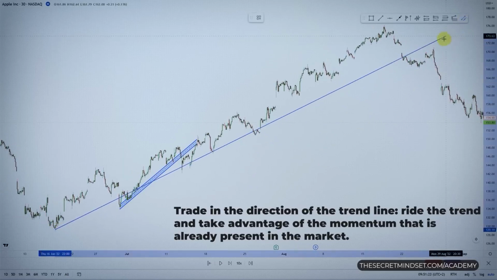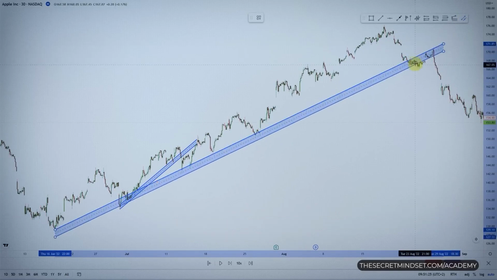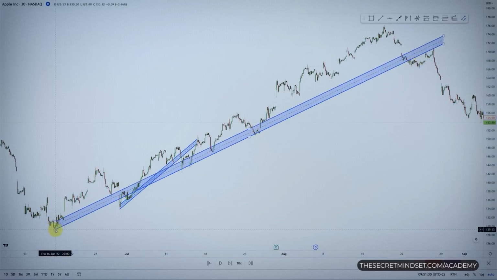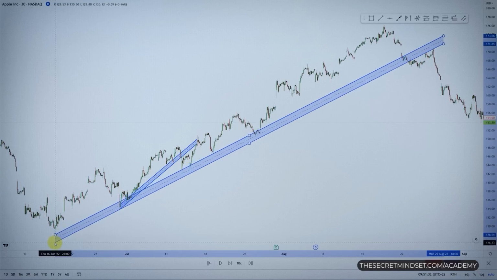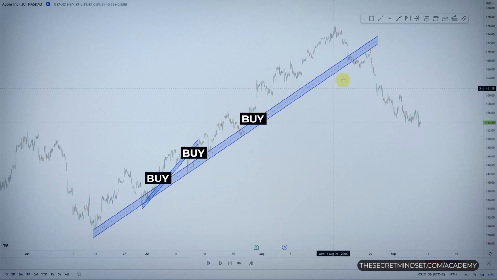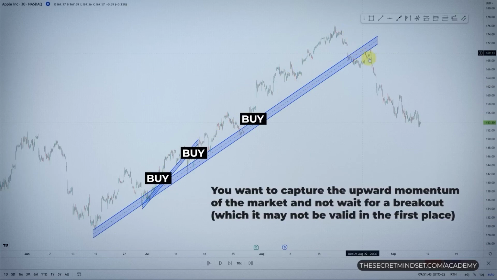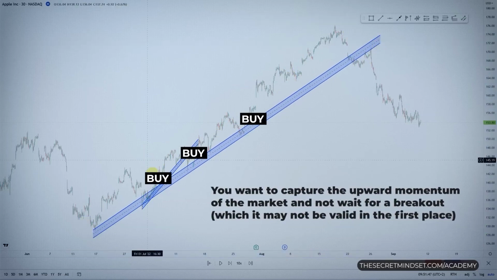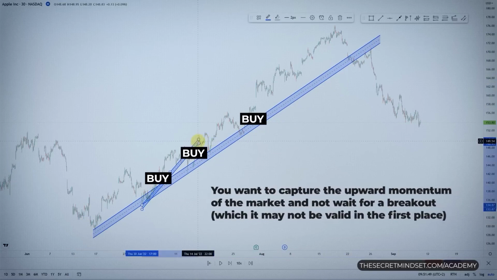For example, let's say that you have identified an uptrend on a chart and you have drawn a trend line connecting the lows of the price. It's better to trade in the direction of this trend line, meaning you would be buying when the price is approaching the trend line. You want to capture the upward momentum of the market and not wait for a breakout, which may not be valid in the first place.